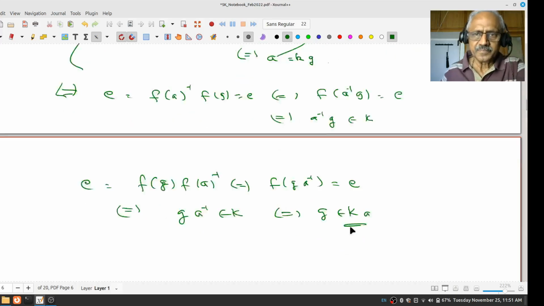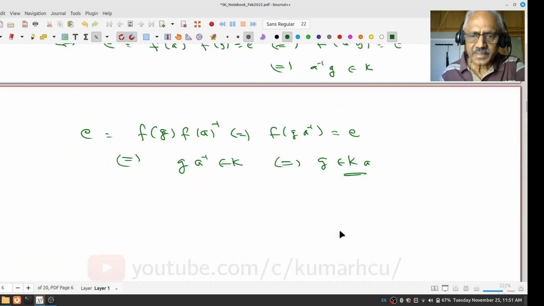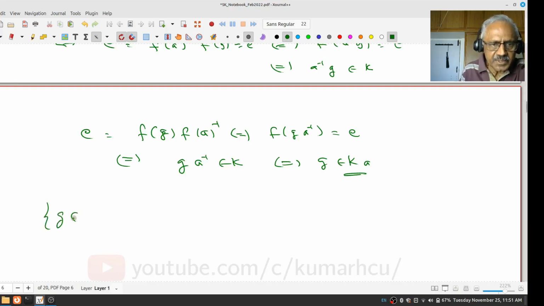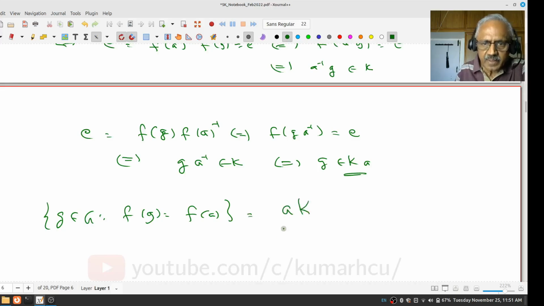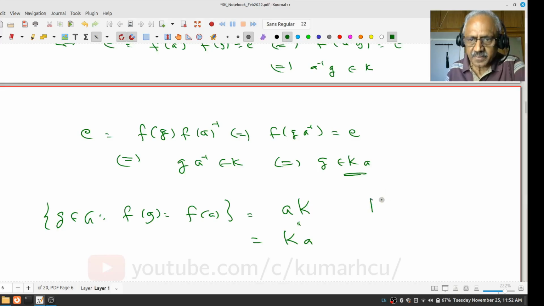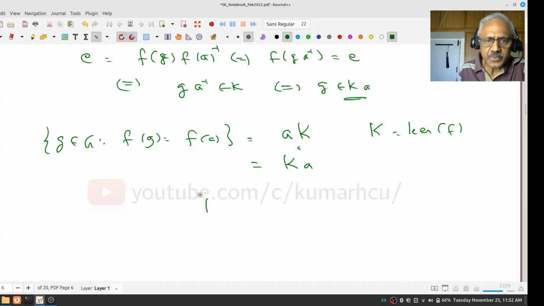Yeah, very good. I hope they are different, aK and Ka. Therefore, what you have found is that the set of g in G such that f(g) equals f(a) is given by this or this. So in particular, these are equal, where K is the kernel. Okay, pause, review, proceed.